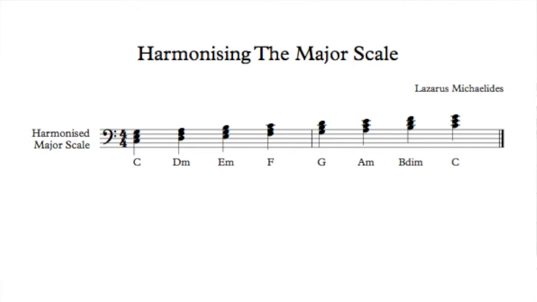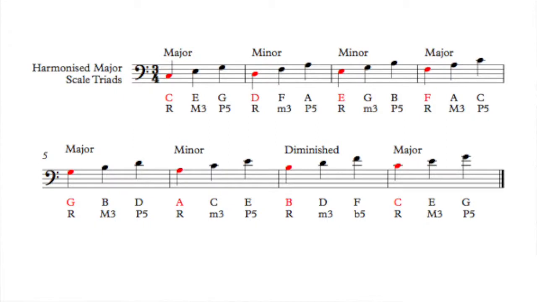So what we have here, guys, is the triads we just constructed but written as chords, and this order of chords, major, minor, minor, major, major, minor and diminished, applies to harmonising any major scale. So the first degree of any major scale harmonised will be major, second minor, third minor, fourth and fifth major, sixth minor and seventh will be diminished.